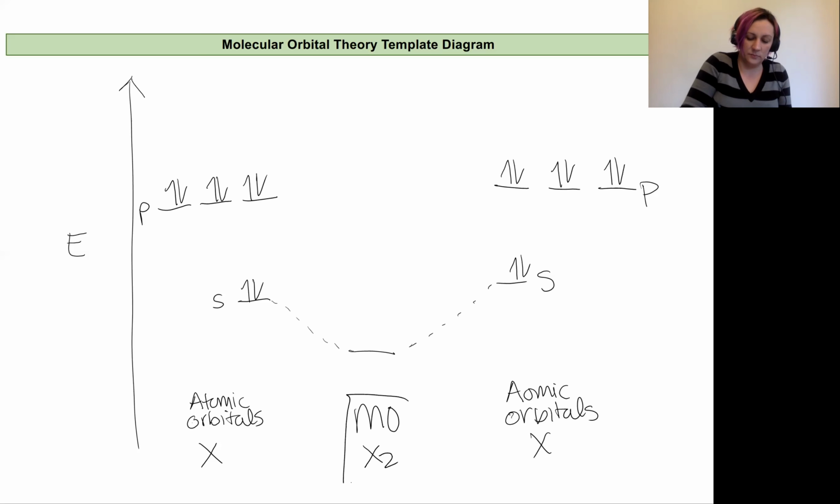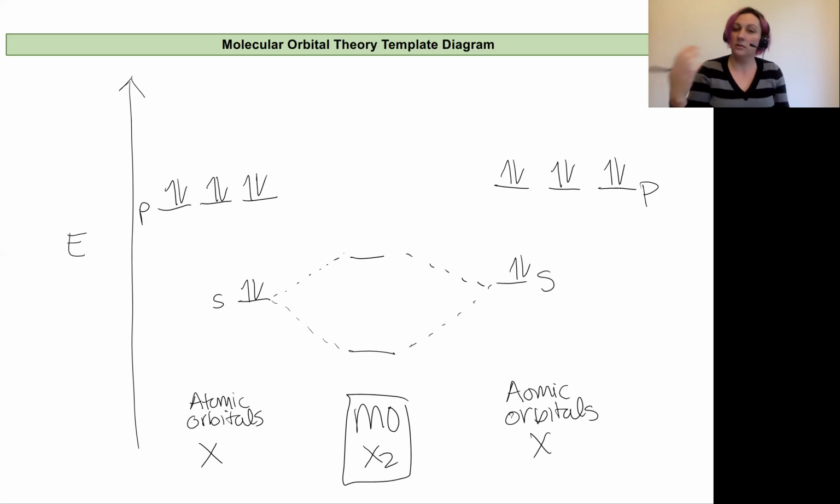for X2. Every time I create a bonding orbital, I have to create a higher in energy antibonding orbital. So these are always going to mirror each other, which is kind of nice. I'm going to adjust my P's up a bit.